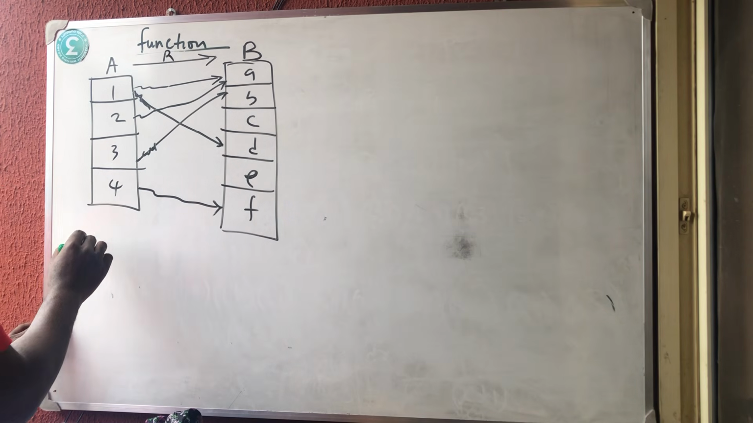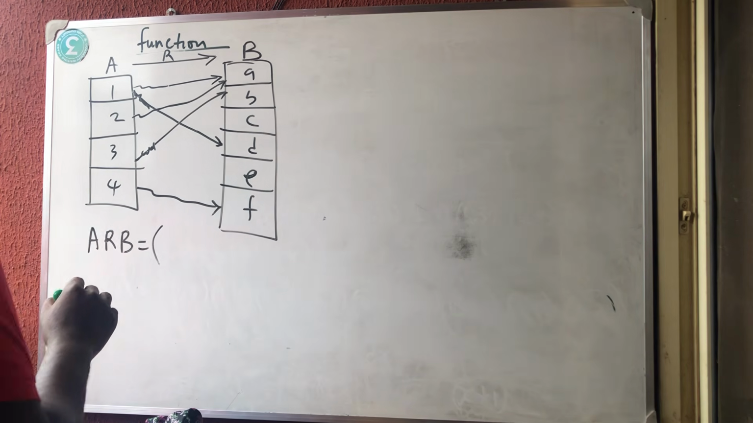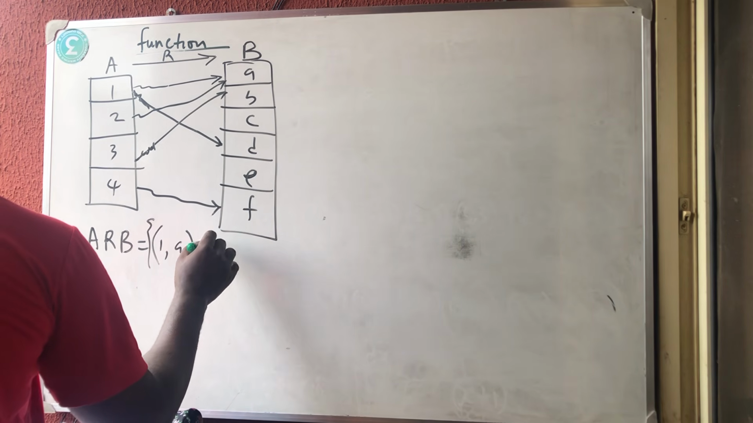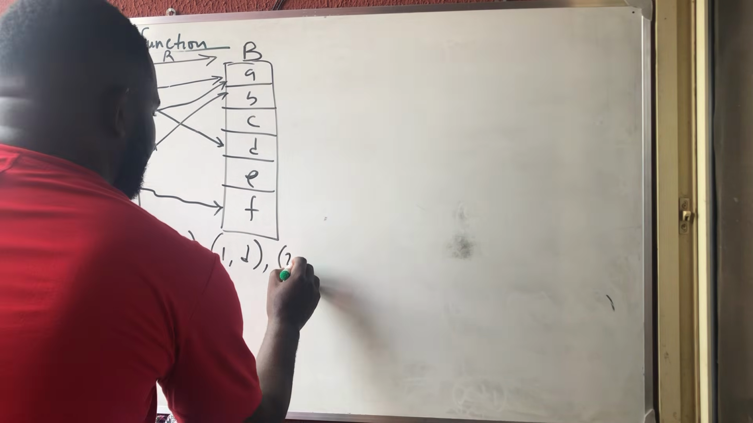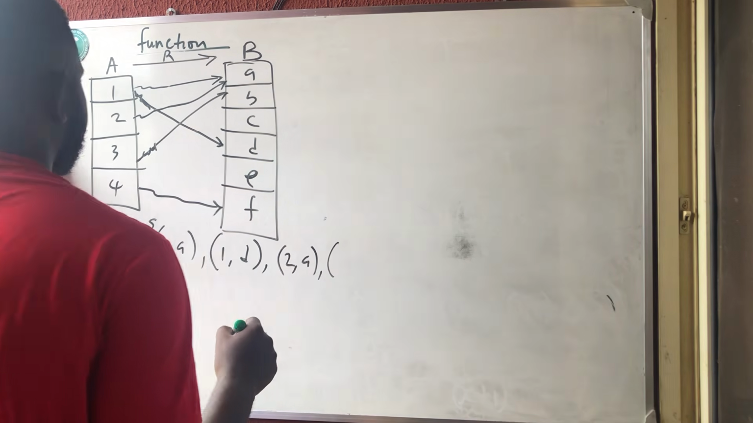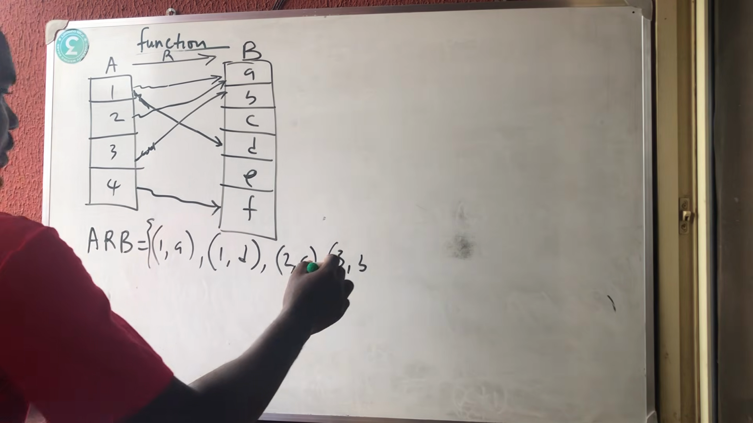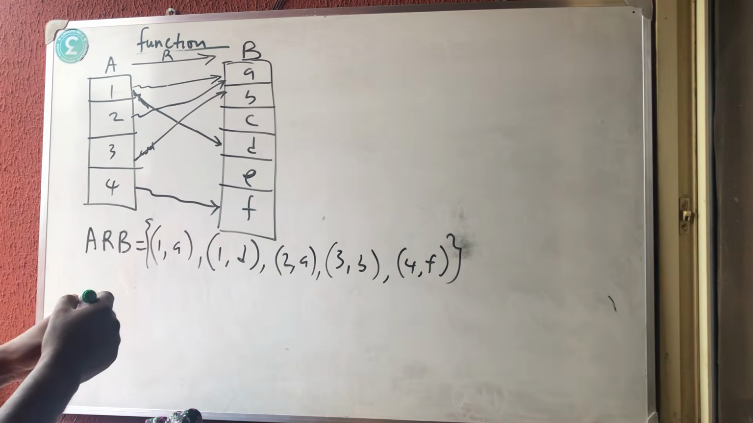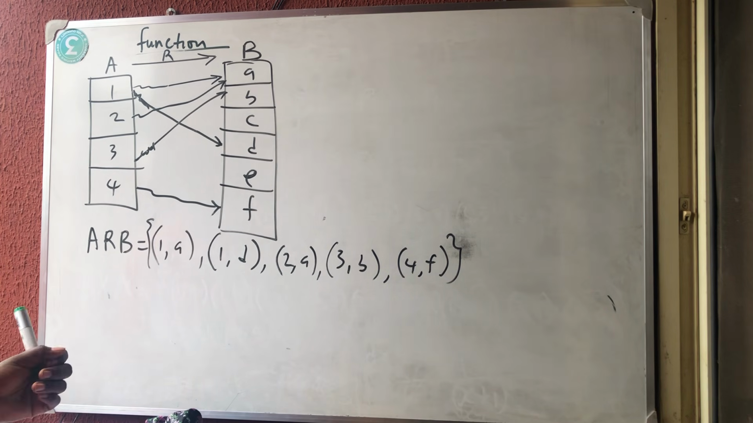So let us do this. And here is the relation. So to find A relation B here is what? That 1 produces A, and the same 1 produced D. What again? 2 produce A. 3 produce B. And 4 produce what? F. 4 produce F. Okay. So as simple as that. That is that. So that is for relation.